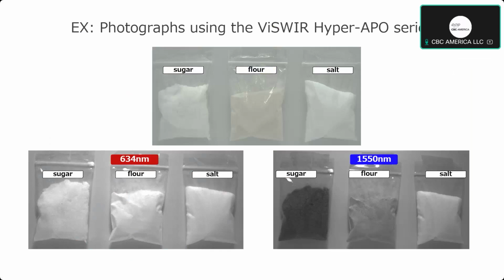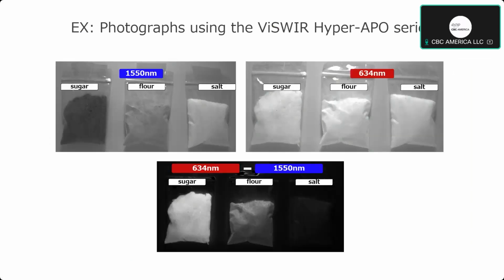So here's another example of multispectral imaging using the Hyper APO series. This method can be used for a variety of things. In this case, the sugar, flour, and salt. There's not much change at 634 nanometers, but at 1550 nanometers, sugar is dark, followed by flour, and then salt, which becomes a little lighter. Now here's that example again, subtracting the brightness of the 1550 nanometer image and the 634 nanometer image, and the result is at the bottom.